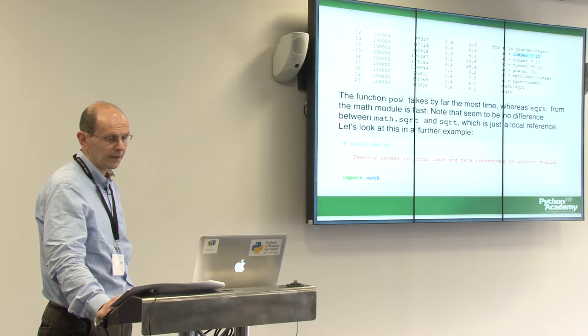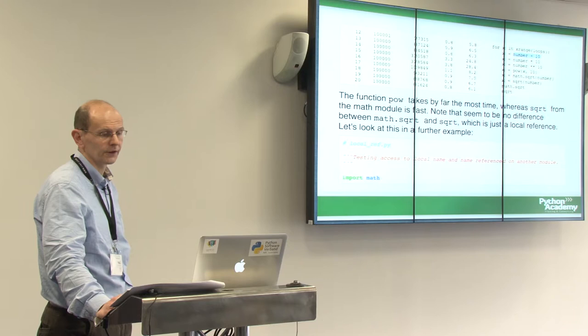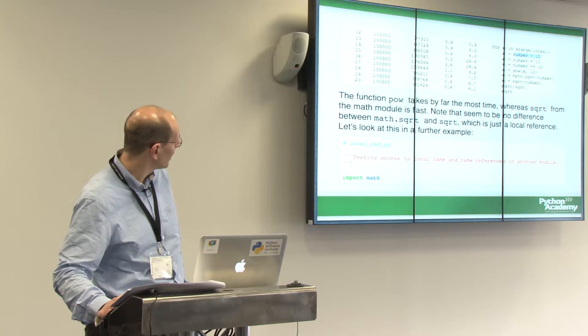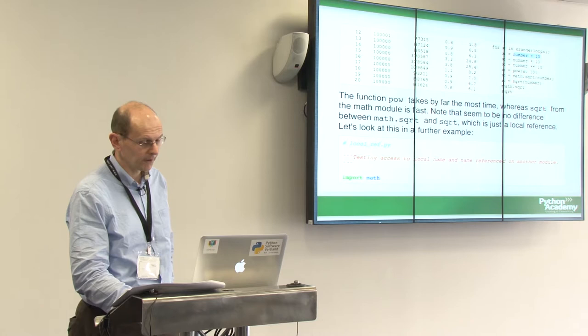And if you call math square root, it takes a bit longer, not much, than using square root, because the access to this attribute is a bit longer. So that can be important if you have a tight loop where you do a lot of things. If you have a lot of attributes you need to access, that might take time. So that's something you can do.